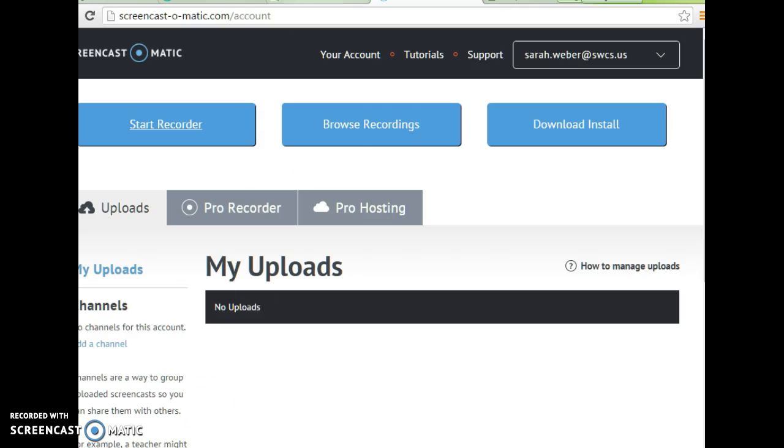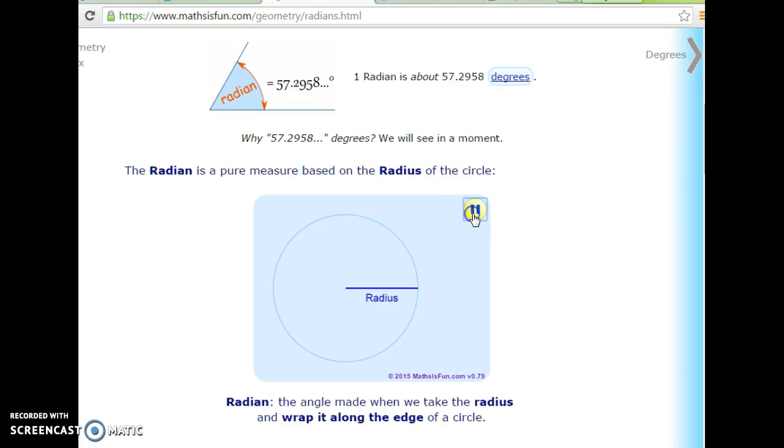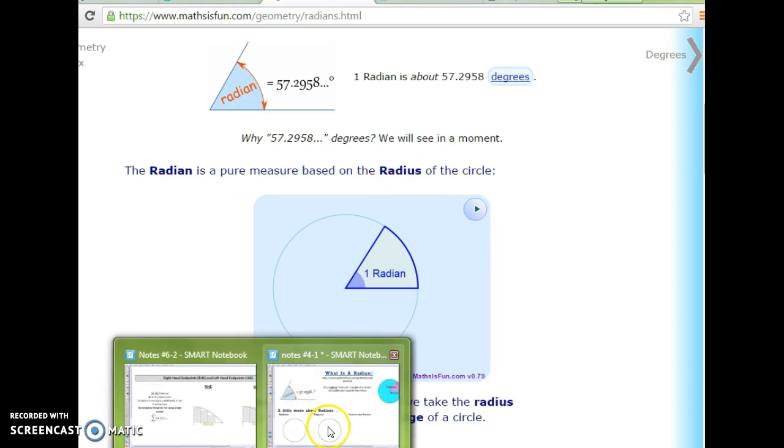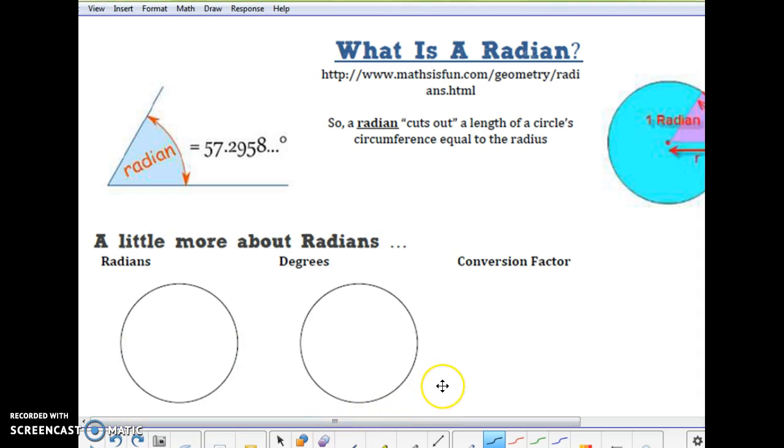I have a nice little video for you, so it's going to show you what a radian is. So the radius comes out, wraps one time around the circumference, and that space that it makes, that's 1 radian. So if you look at it again, there's the radius, it comes out, wraps around the circumference of the circle, connects back to the center, that's 1 radian. So it's a nice little chunk of the circle. Now, no matter how big or small your circle is, a radian is always equal to 57.2958 degrees. So it's going to stay the entire time.